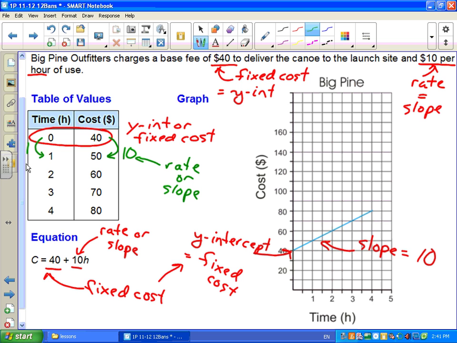Okay? So all of these things, the fixed cost or the y-intercept and the rate or the slope, we can get them from a description, we can get them from a graph, we can get them from an equation, we can get them from a table of values. And they're all in there together. So the next question just asks you to do the same thing for Hemlock Bluff. So I'll leave that as an exercise for you to fill in. Take a look at what we did on this one and see if you can do the same sort of thing for the Hemlock Bluff description.